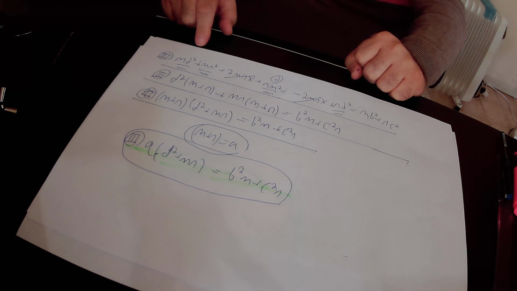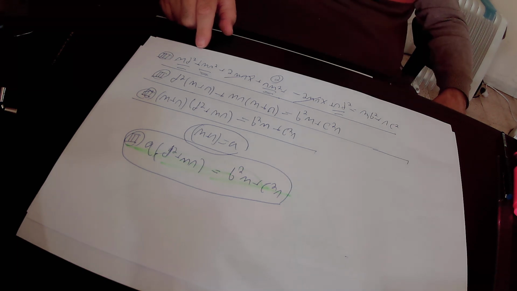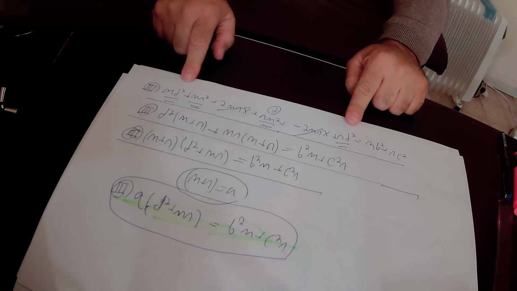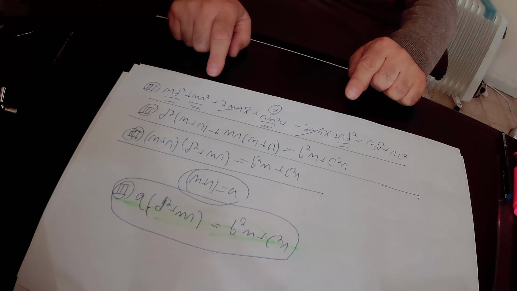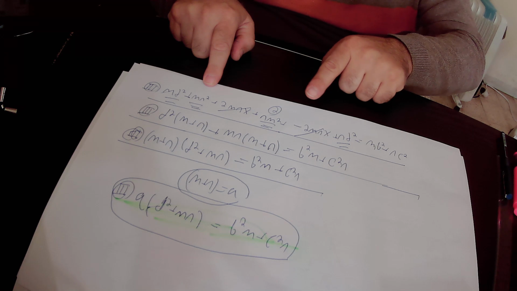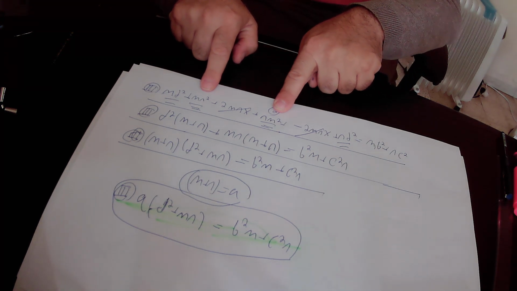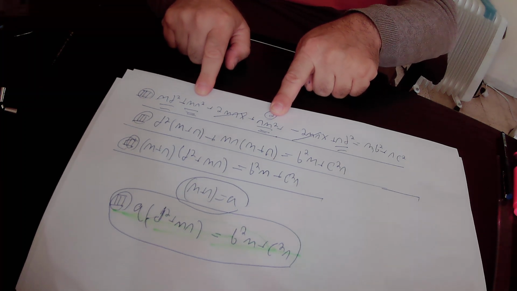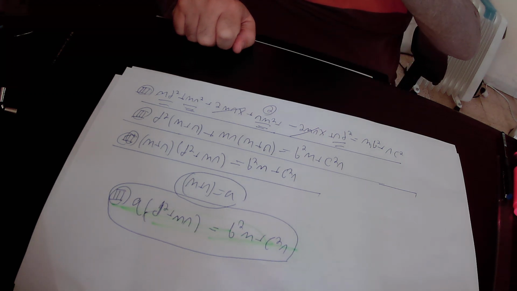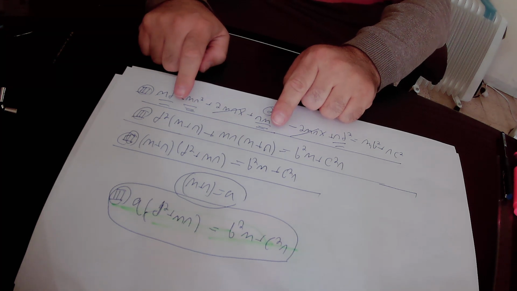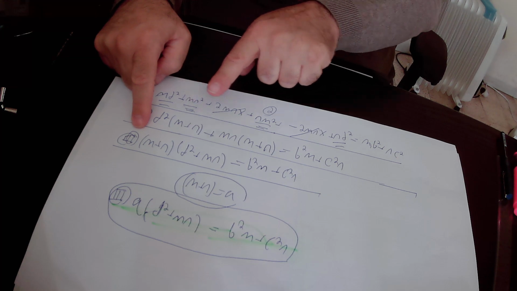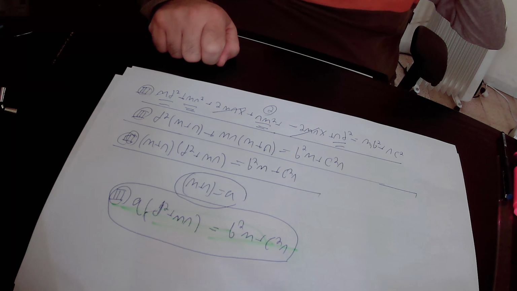Then we took out a common factor d squared from this expression and from this expression. Okay, so inside the brackets we are left with m plus n. Then we took out a common factor mn from this expression and from this expression, and therefore inside the brackets we are left with m plus n, and it is equal to b squared m plus c squared n. Then we took out a common factor of m plus n from those two expressions. So inside the brackets we have d squared plus mn, and it is equal to b squared m plus c squared n.